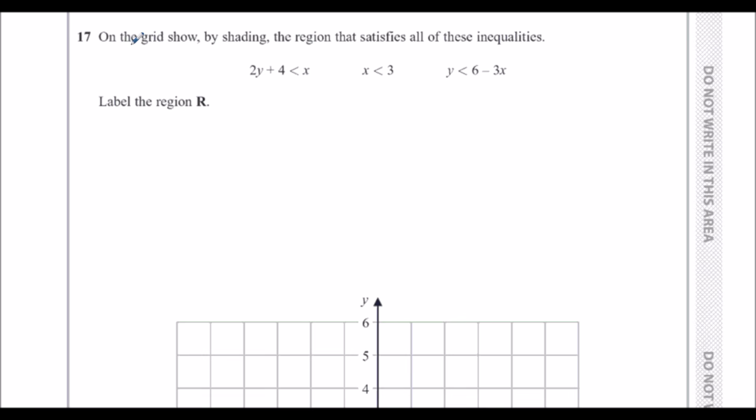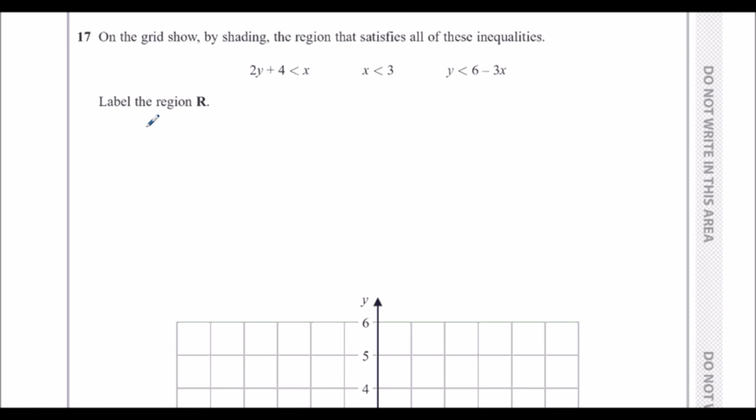Question 17. On the grid, show by shading the region that satisfies all of these inequalities. So we need to draw these lines. We're going to label the region R once we've done it. So the region that satisfies all the inequalities. We're going to start by drawing the lines.